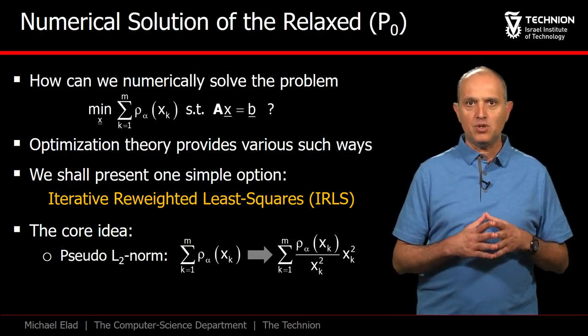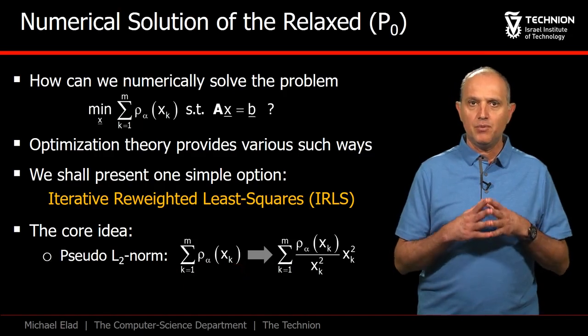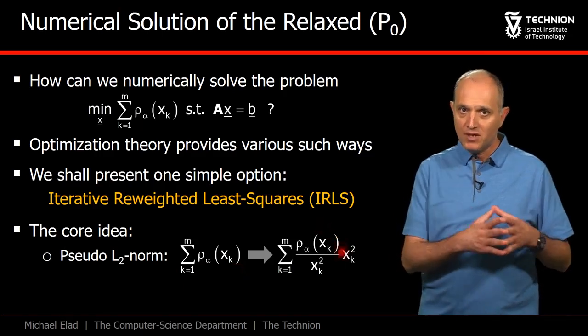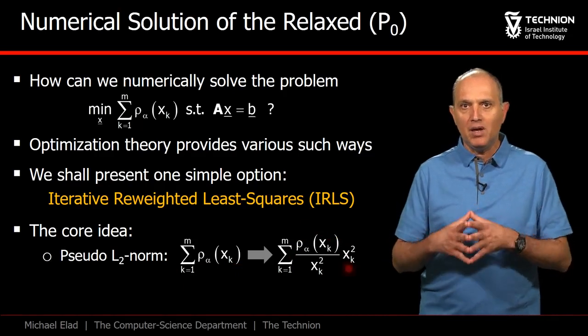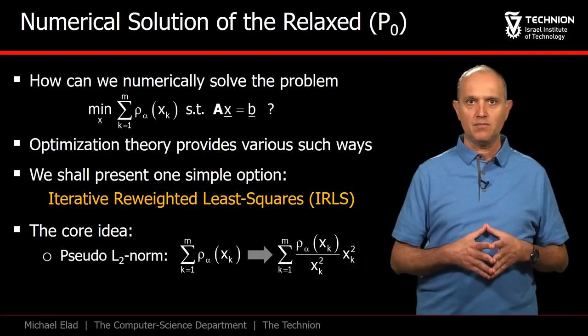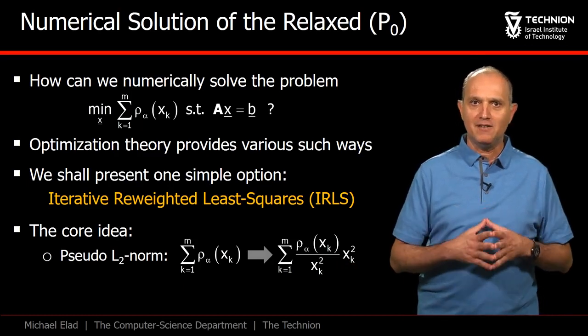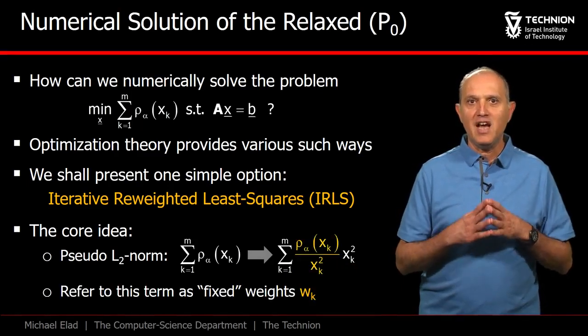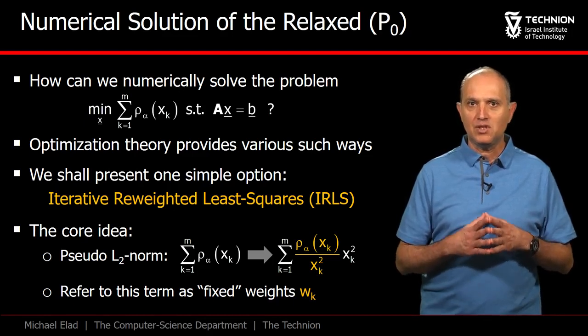This is done by observing that every rho alpha of an entry xk can be rewritten as rho alpha of xk divided by the square of xk, and all this multiplies xk squared. This modification is of course trivial, but now comes the punchline. We shall refer to the yellow term as given and solve for x with these weights considered as fixed.